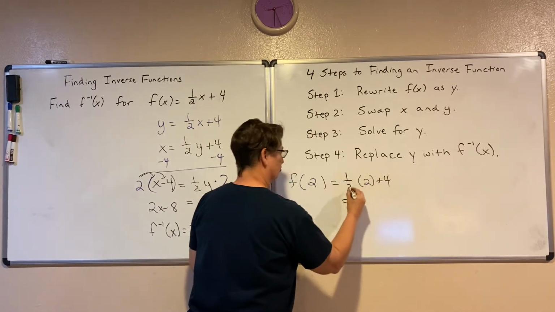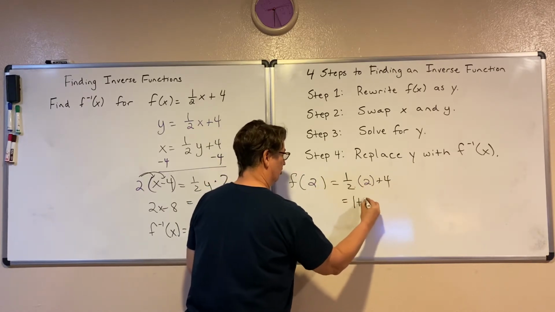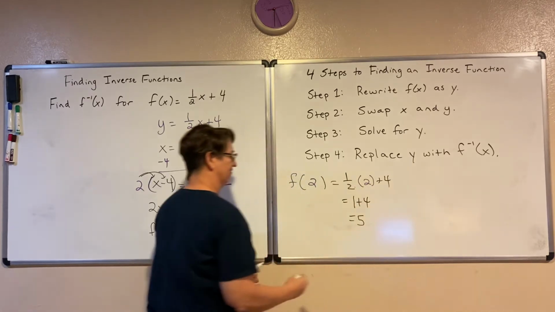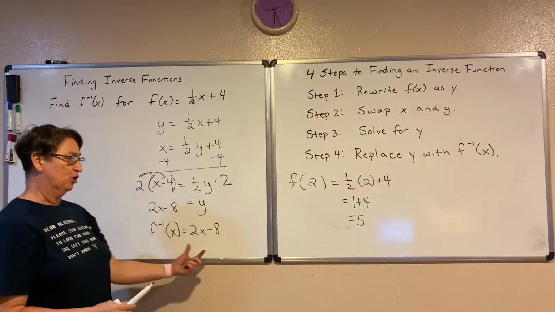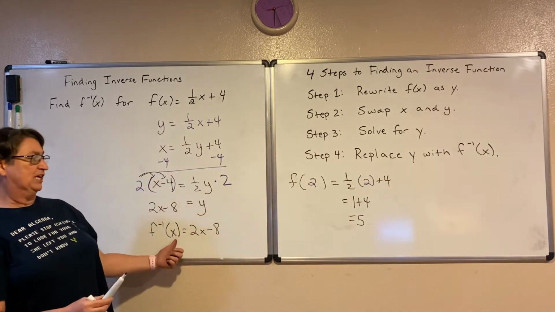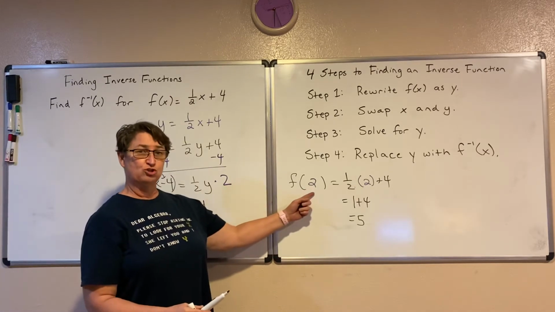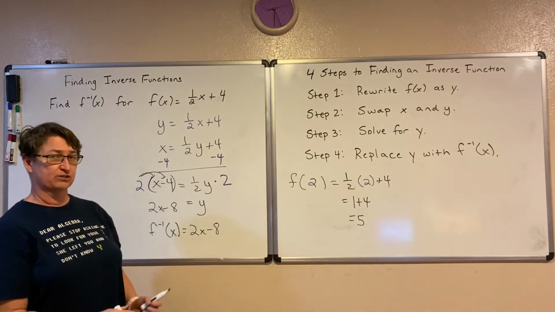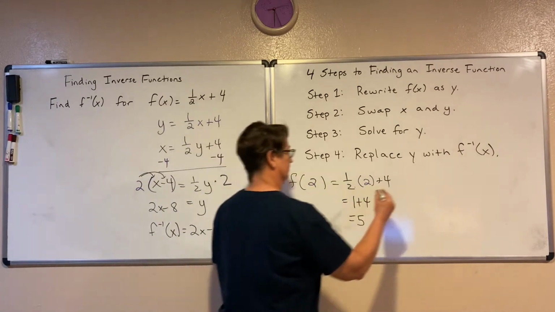substitute in. So 1/2 times 2 is just 1. 1 plus 4 is 5. Now, if this is its input of this inverse, then I'll input this into the inverse, and I should get out 2. So we can check ourselves just to make sure they really are inverses.